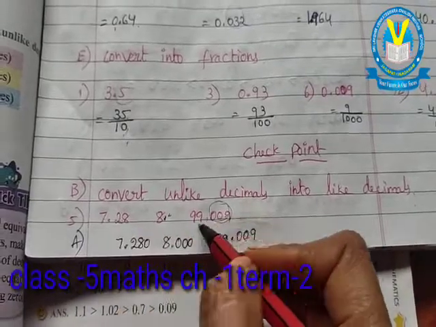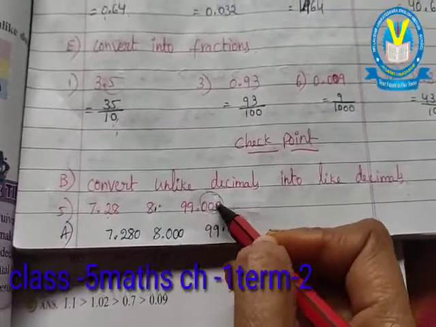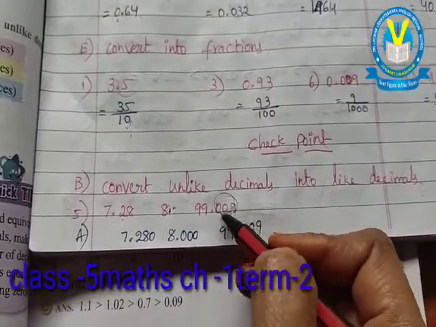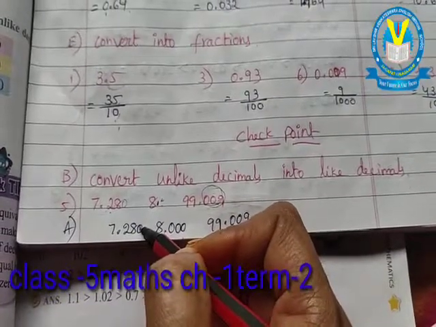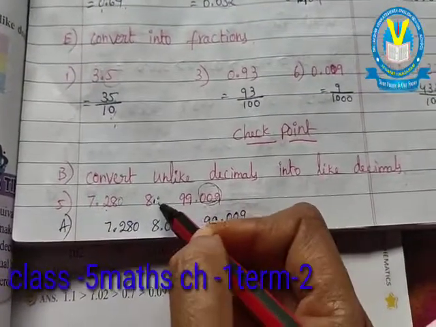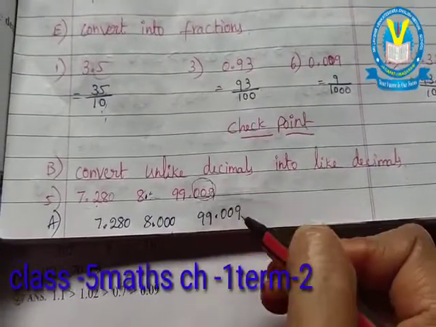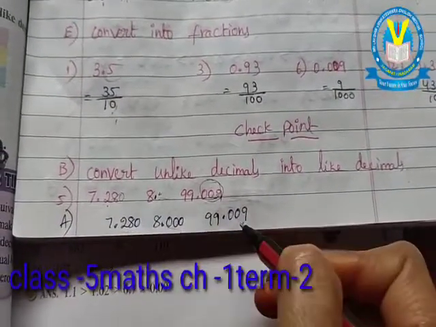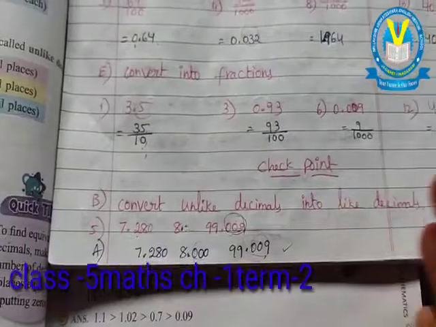Which decimal place count is highest? Here 2, here 0, here 1, here 3. So 3 decimal places is the highest, no? So in all numbers you have to put zeros up to 3 decimal places. 7.28, here you want one more decimal place, so you have to write 0. Here 3 decimal places, so put a point and 3 zeros. And here it is already 3, same as it is, right? Now all have equal 3 decimal places. So this is the like decimals converted. Okay, children, then you have to do the remaining sums in your work.